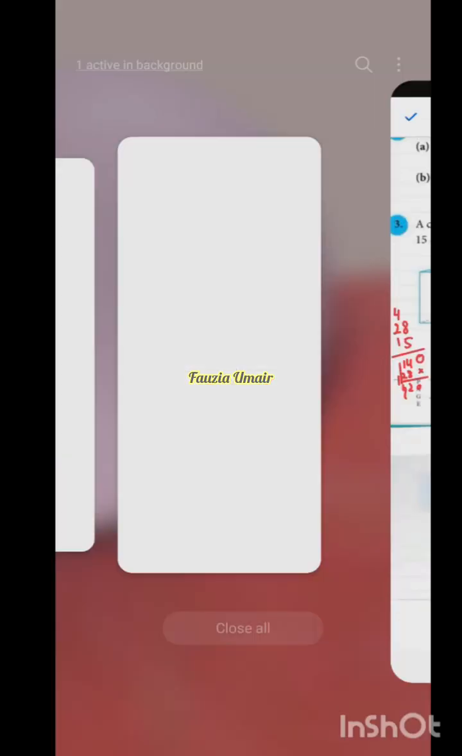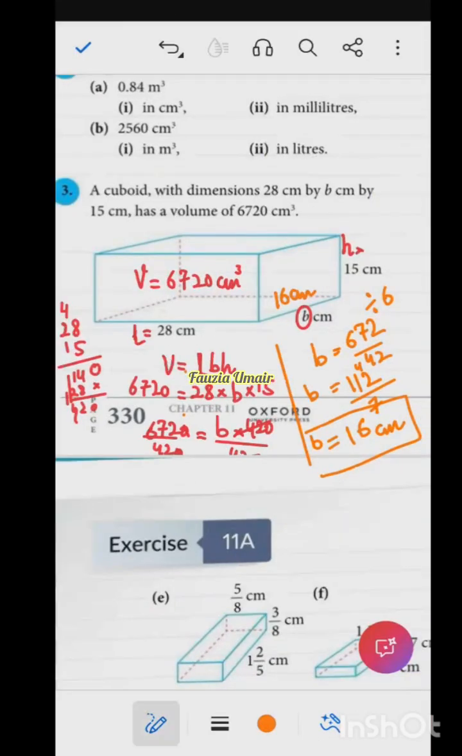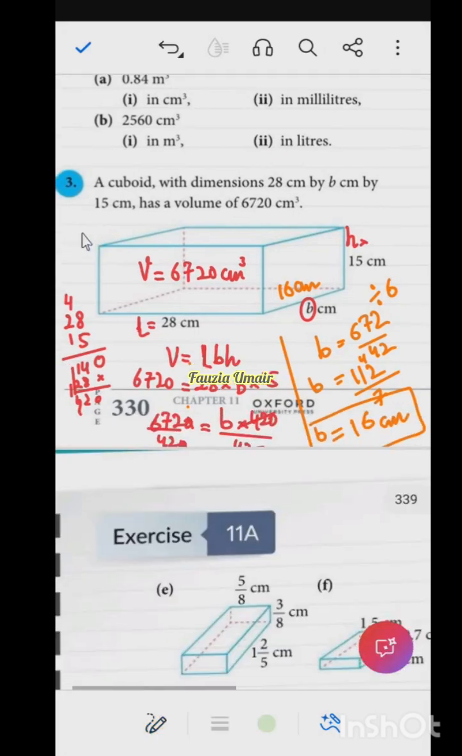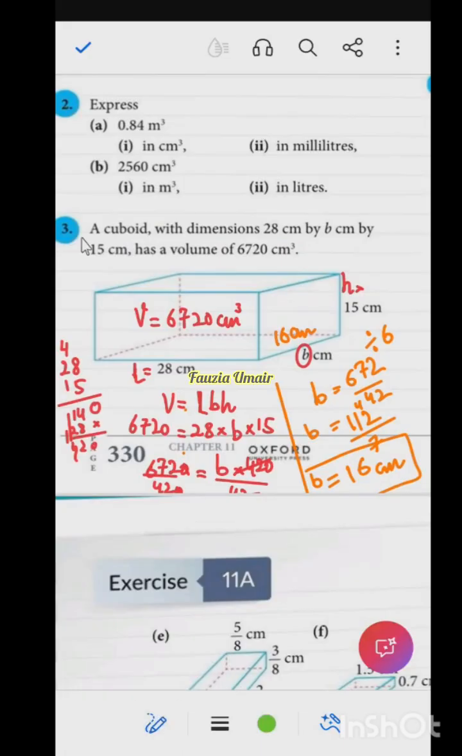ठीक है बेटे? Ma'am, we can verify. We can verify, definitely. So we can multiply all these three. Very good. So how can we verify? We can just put it in the formula. We can say volume is equal to length 28 multiplied by 16 multiplied by 15.